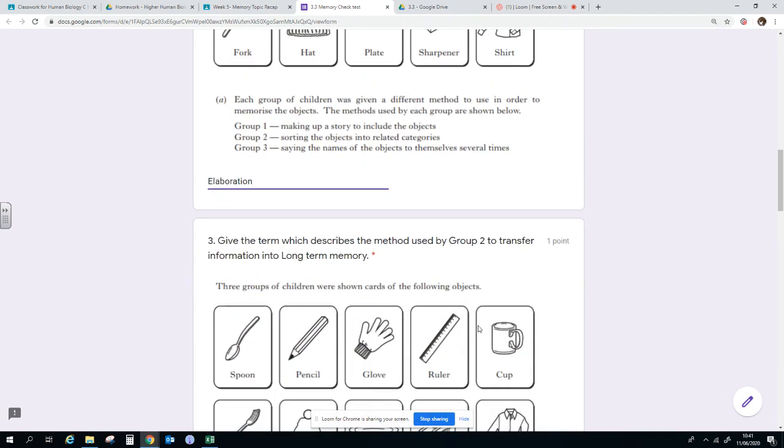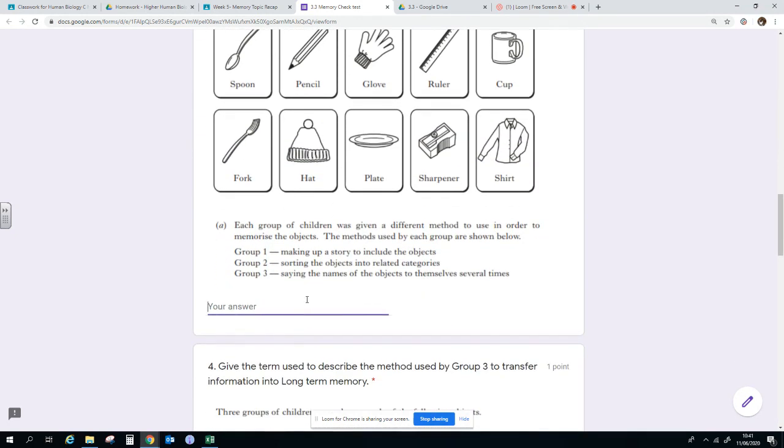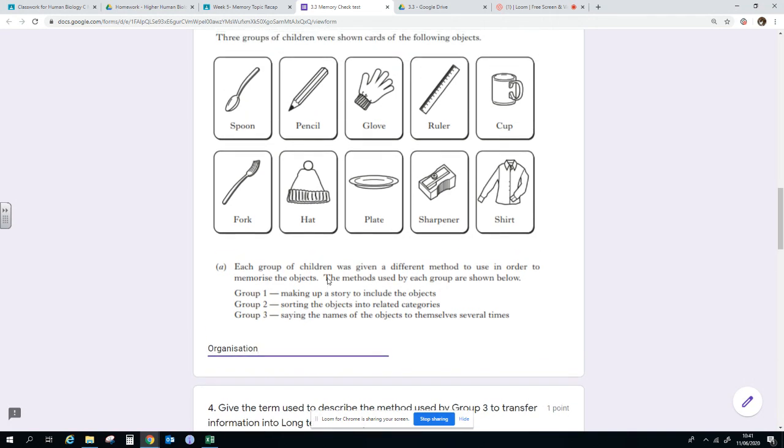Give the term used by group 2. So group 2 sorted the objects into related categories. So that is an example of organization. You can see how amazing I am at touch typing. Organization. So sort of the objects into related categories. So for example, putting the plate and the fork together because they're eating utensils, putting the hat and the shirt together because they're clothing, and then the sharpener being left on its own.